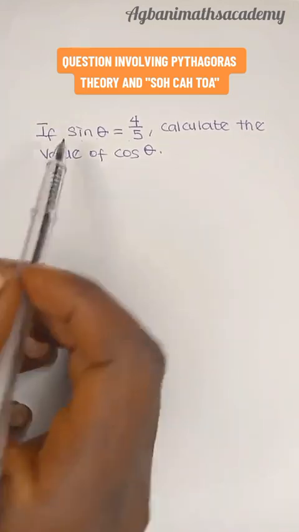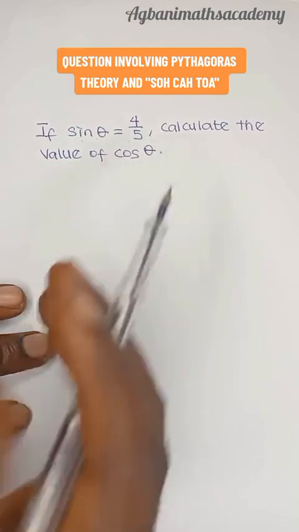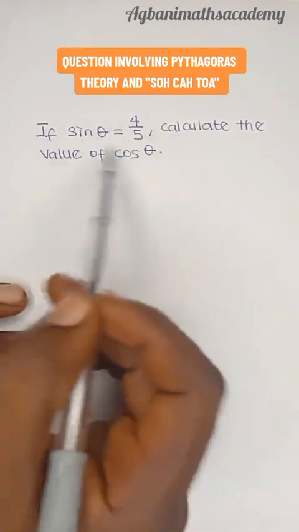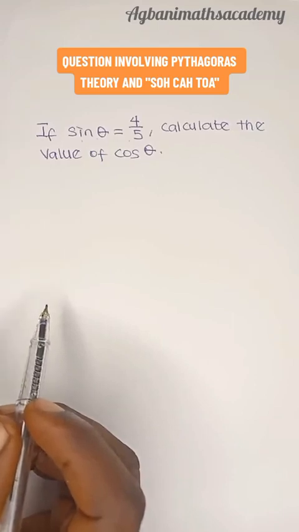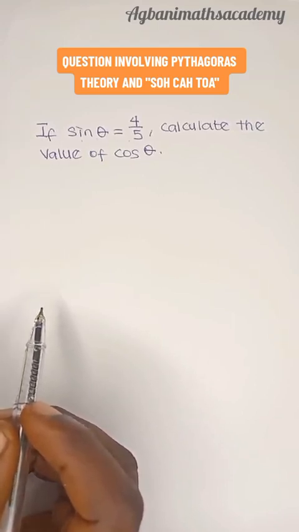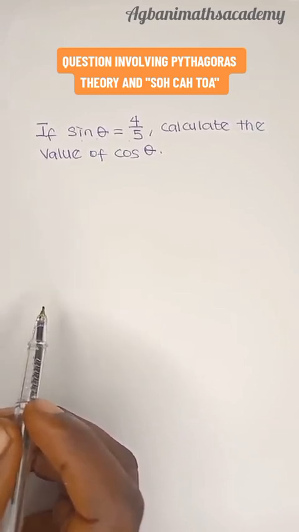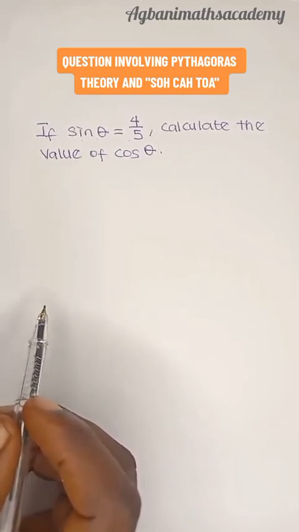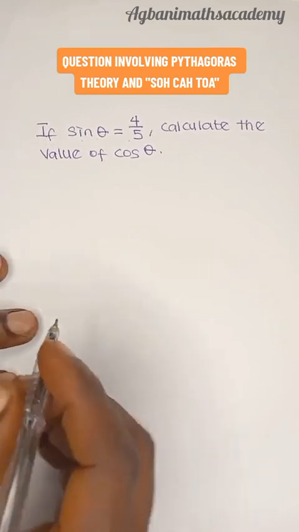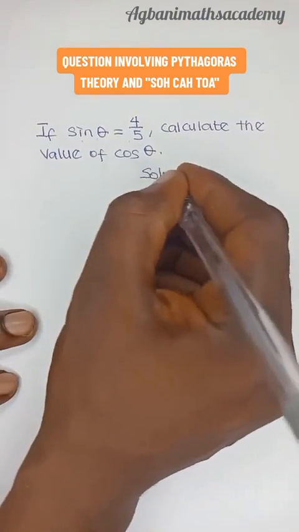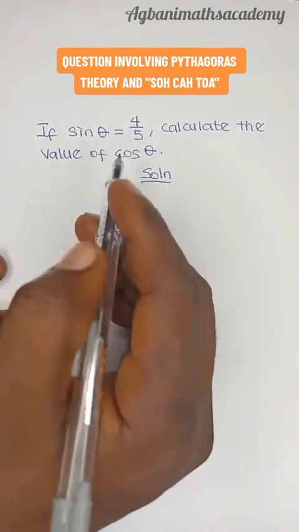We are told that sine theta is equal to 4 all over 5. We can convert this equation to a drawing of a right angle triangle. Why are we applying it to a right angle triangle? Because Pythagoras theory and SOHCAHTOA are applied only to right angle triangles. So let's draw this right angle triangle considering this expression here.